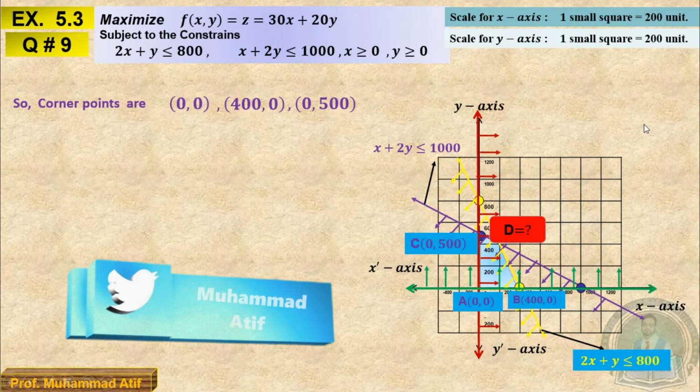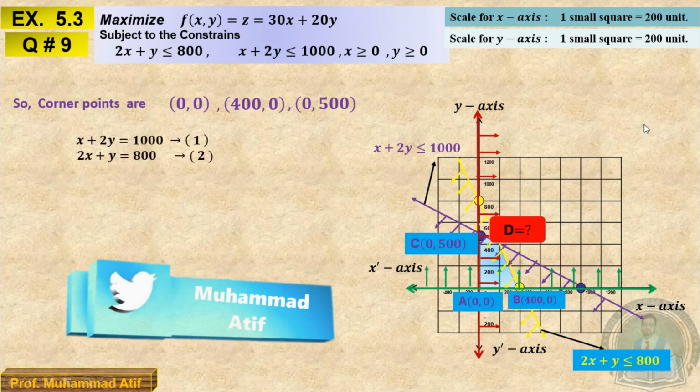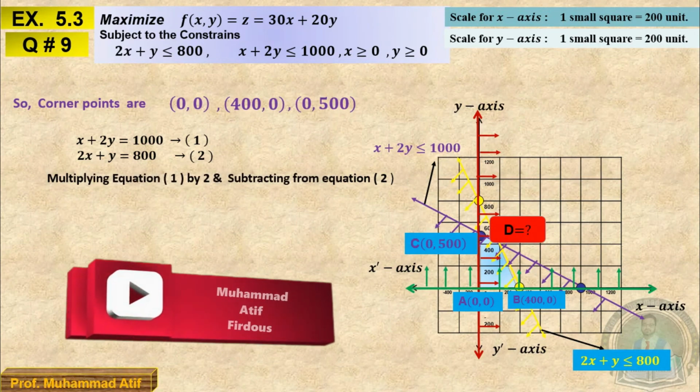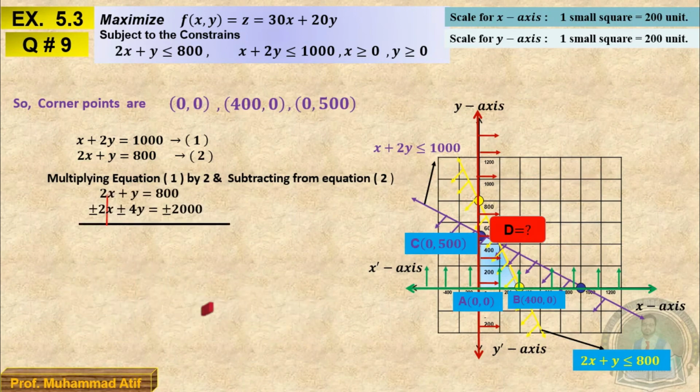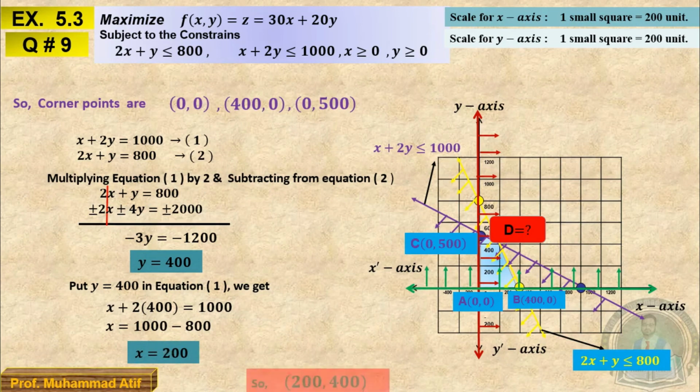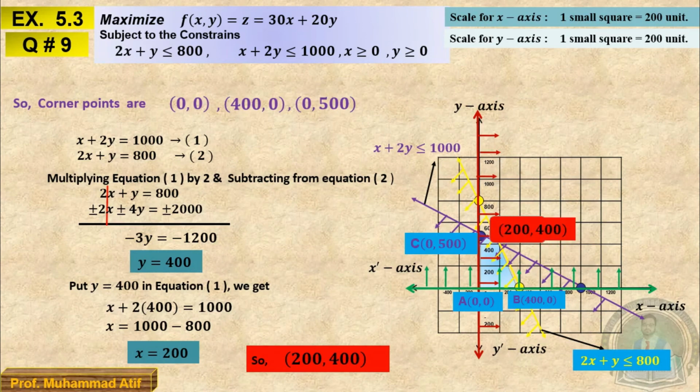In order to find this point, use your equations 1 and 2, just solve simultaneously, meaning multiply equation 1 by 2 and subtract from equation 2, and simplify this. You have y equal to 400. Just put y equal to 400 in equation 1. You have x equal to 200. So your last corner point is 200 and 400. Second step completed for an optimal solution.